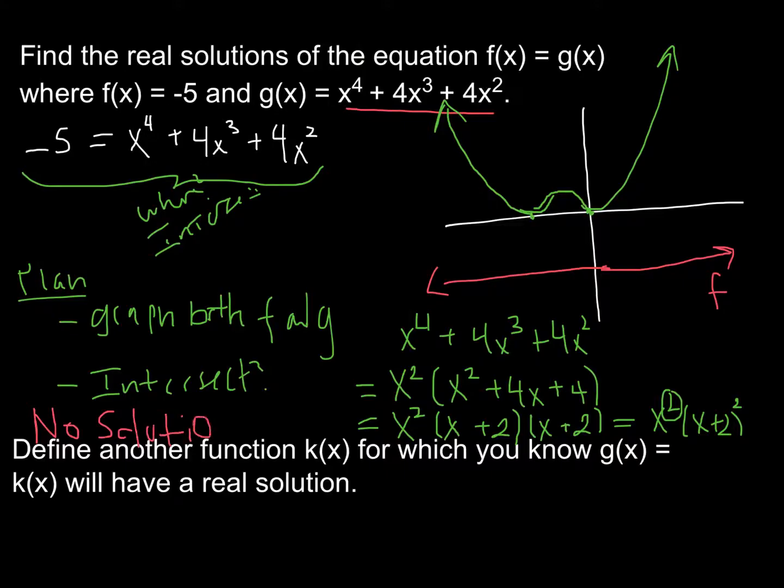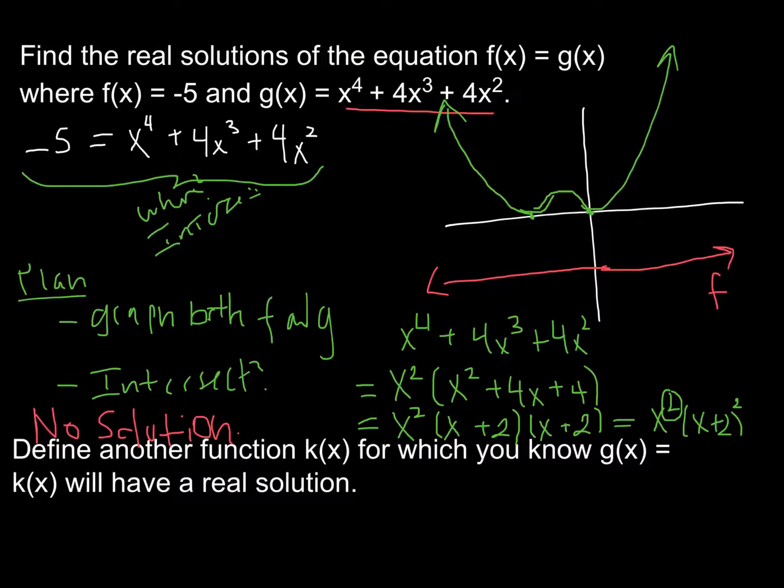No solution. What does that mean? That means there's no x value. I want you to write this down. There's no x value which will make f of x equal to g of x. And I want you to write that down, say that to yourself again, and then only then move on.